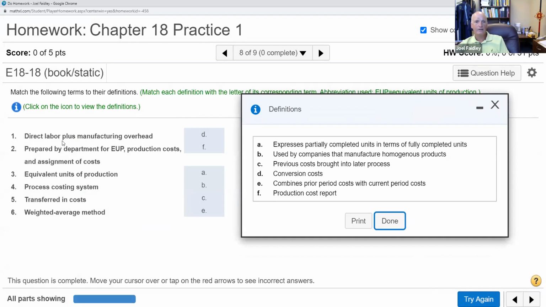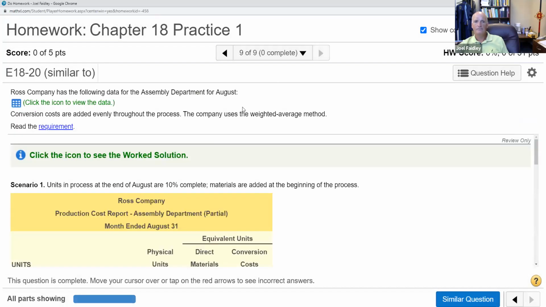Matching question. Direct labor plus manufacturing overhead is conversion costs. That's D. Prepared by the department for equivalent units production costs, assignment of costs. This will make more sense when you look at the self-assessment exercise. That's your conversion cost, production cost report. Equivalent units of production. This is a theoretical expression of partially completed units. Process costing system for manufacturing of similar products. Read the rest.